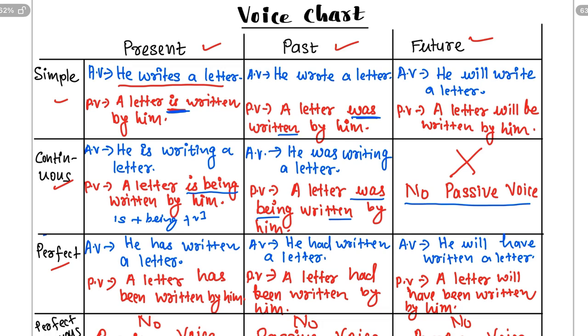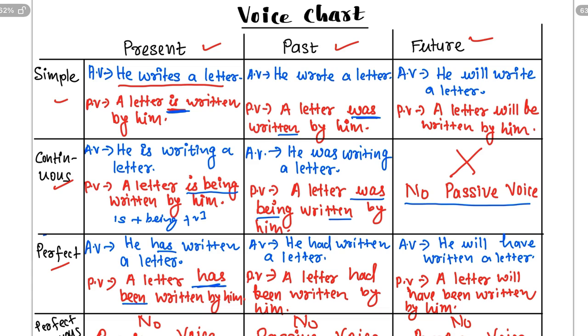So he has written a letter. The same sentence is written in present perfect. He has written a letter. How will it be changed into passive voice? A letter has been written. Has plus been plus third form of the verb. So again we have seen the third form of the verb is used.